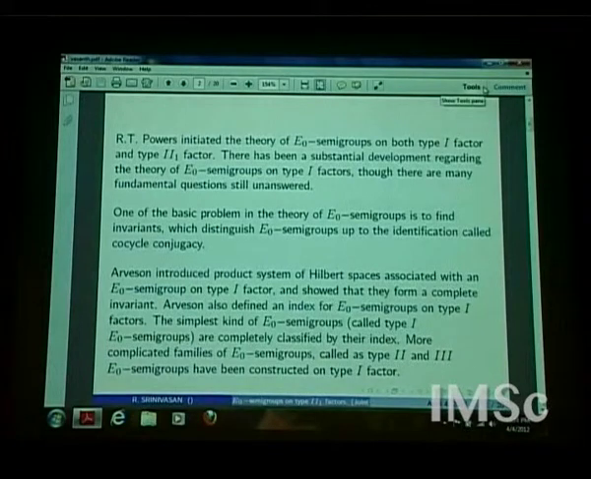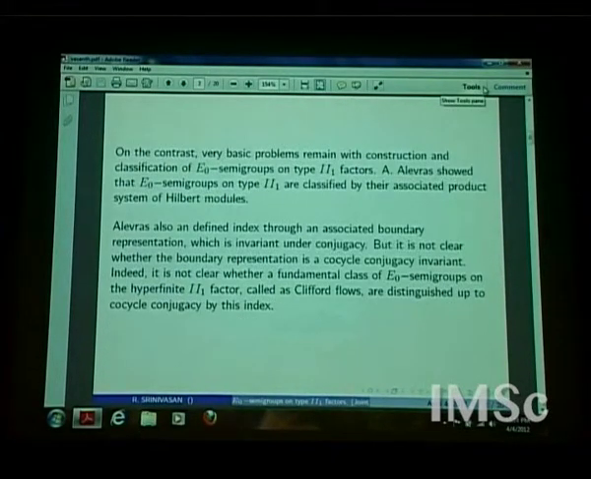What we are going to talk about is E0 semigroups on type II_1 factors. In contrast to the developments in type I factors, there is very little development on type II factors regarding the construction and classification of E0 semigroups on type II_1 factors. The product system of Hilbert spaces was generalized to product systems of Hilbert modules by Michael Skeide, Raja, and Balajaram Bhatt and other people. But specifically for a theory of E0 semigroups on type II_1 factors, there is only one paper, by Alexis Alevras.